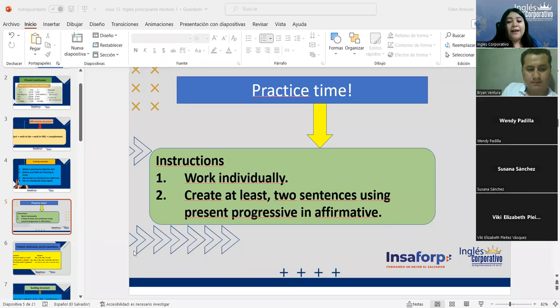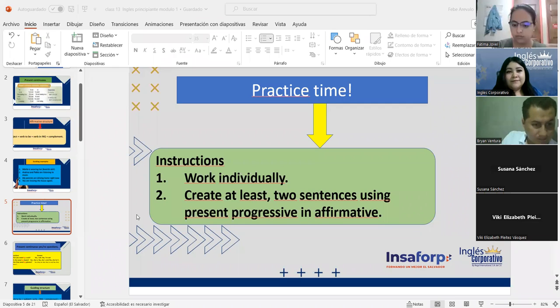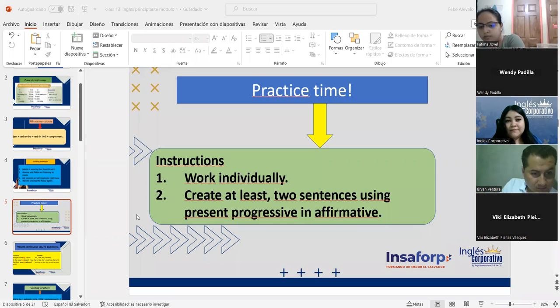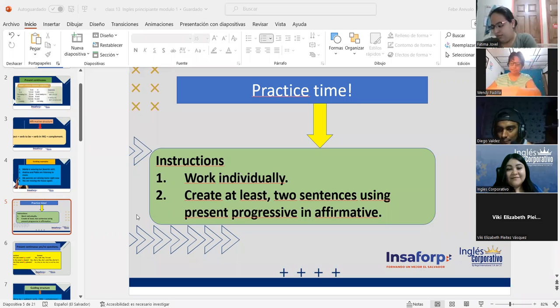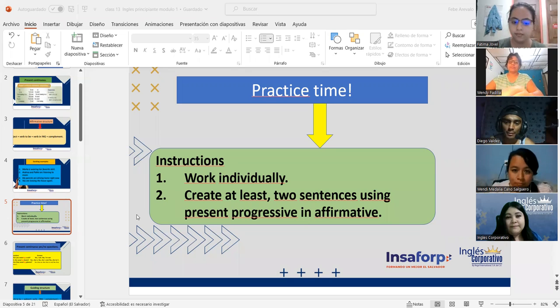Let's check, Vicky. I hear you. Veo que levantó la mano. She is working at home. He is walking to the park. He's walking in the park. In the park. Yes, very good, Vicky. Excellent. Let's go, Fatima Jovel, and then Wendy Padilla, and then Diego Valdez.